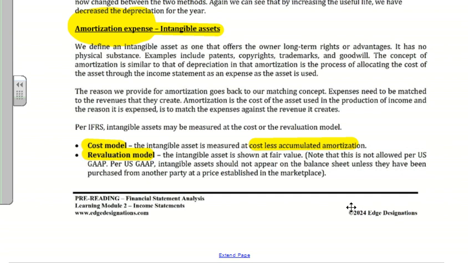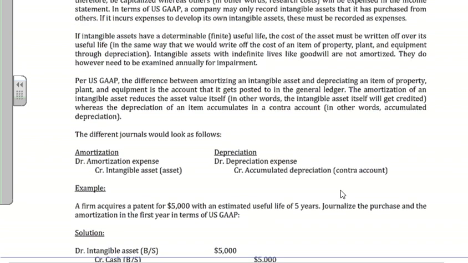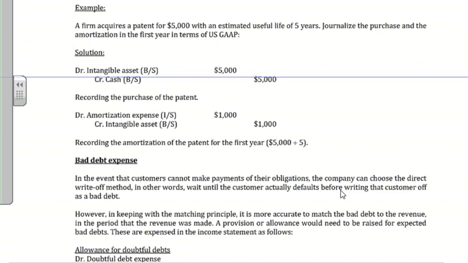Remembering again, of course, guys, this is the big difference between US GAAP and IFRS. No revaluation is allowed per US GAAP. Okay, there we go. So I'm not going to spend time here, guys. Why not? You know it's coming up.